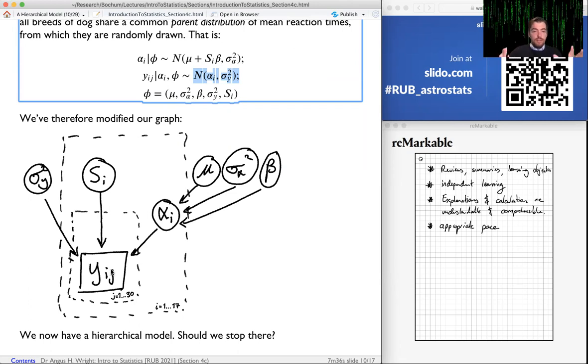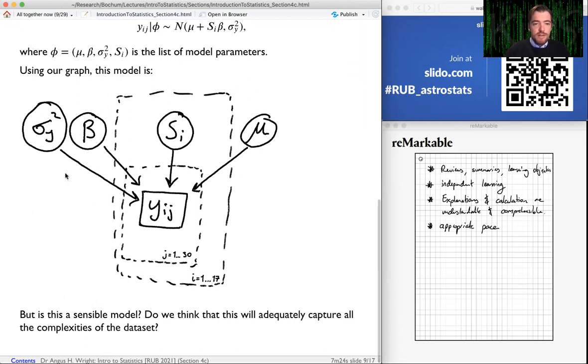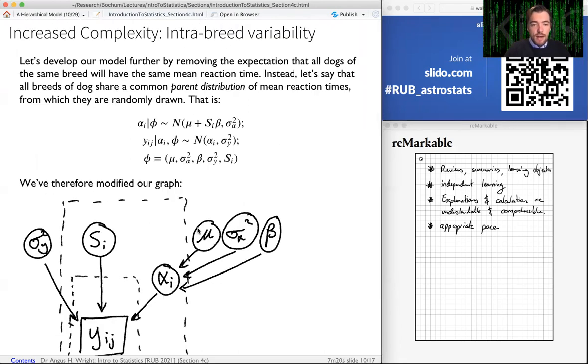Okay, but this is still a fairly simple model. And what we have now is a hierarchical model. Because instead of just having a suite of variables that inform a particular value, we now have a parent distribution of variables that inform something within our likelihood that governs our observables. So we now have multiple levels and we've constructed a hierarchical model.